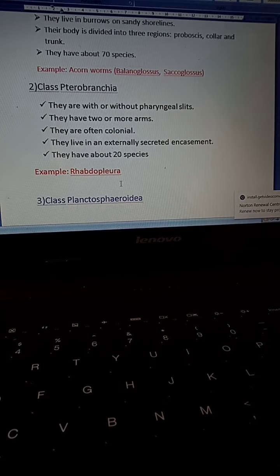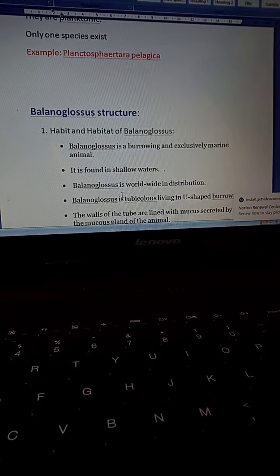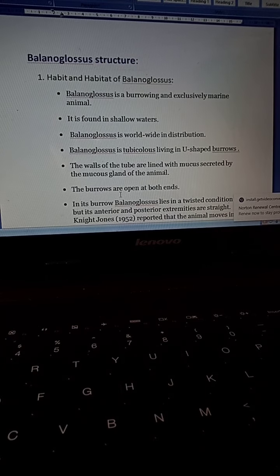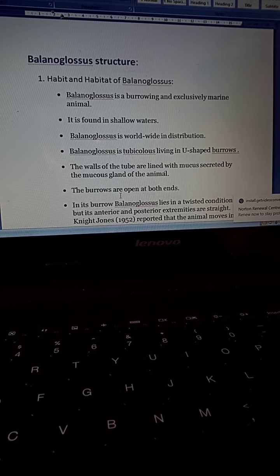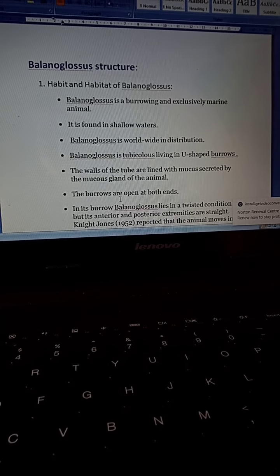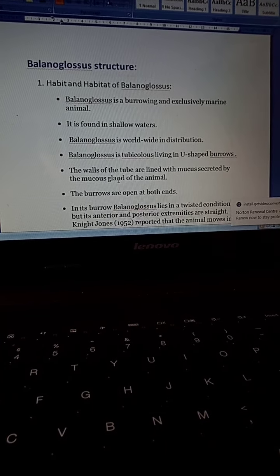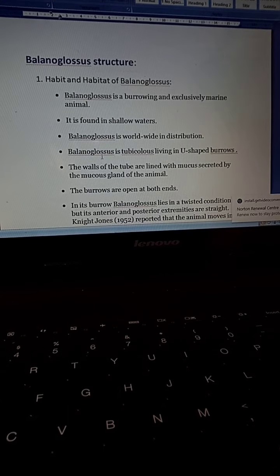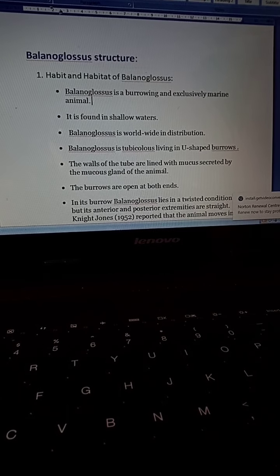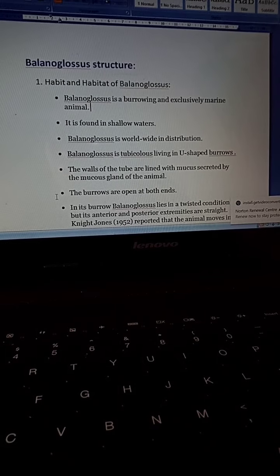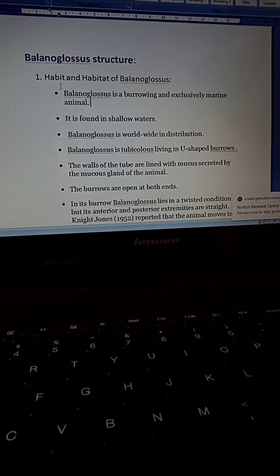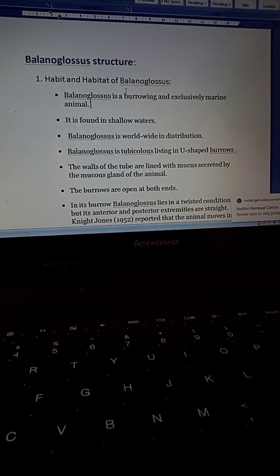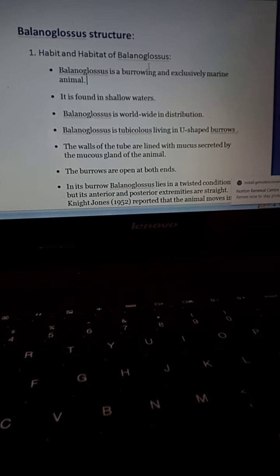These general characters and the Hemichordata classification will be useful and important for the essay. The Balanoglossus we are discussing today will be asked as a short answer from the examination point of view. So we will discuss the structure of Balanoglossus. First, I am going to discuss the habit and habitat of Balanoglossus.